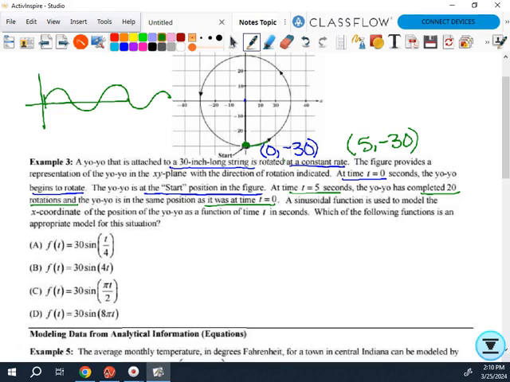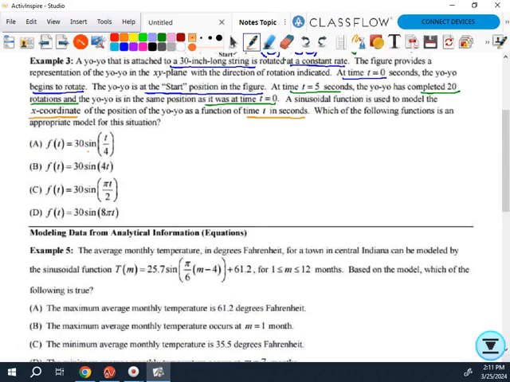Okay, so let me continue reading here. A sinusoidal function is used to model the x-coordinate of the position of the yo-yo as a function of time t seconds. Which of the following functions is an appropriate model? All right, so when I look at these, they all have an amplitude of 30, which makes sense, right? And then they're all sine, so really all I have to worry about is the part that's in here, right? The b value is what's different. What is related to the b value in your functions? The period. Good. The period. All right, so we've got to figure out the period.